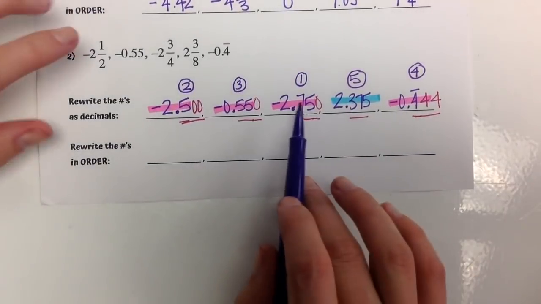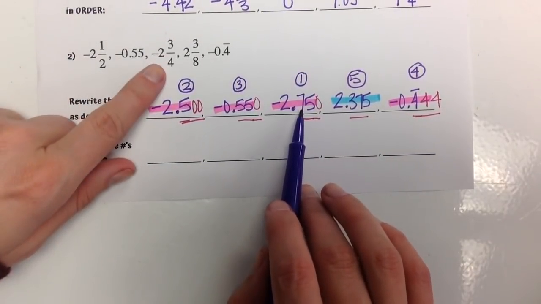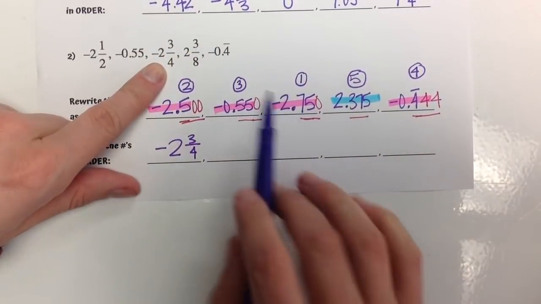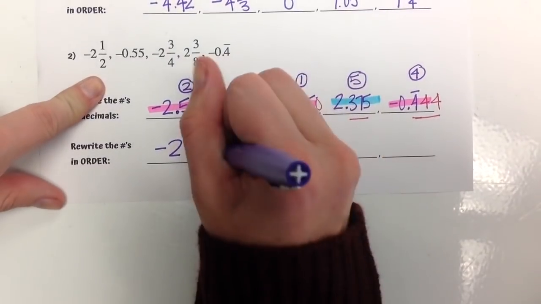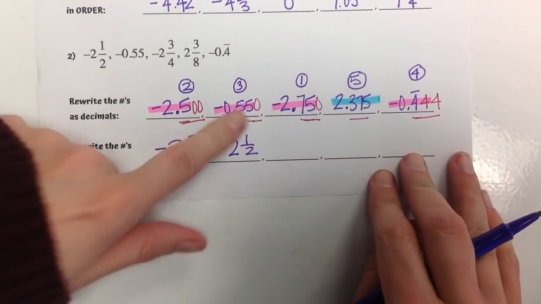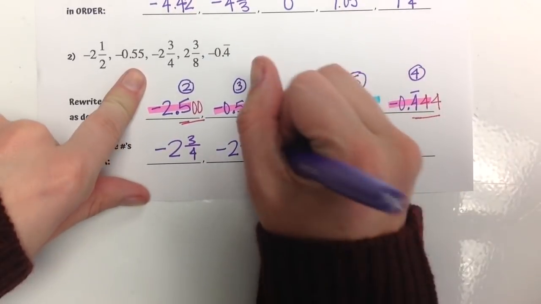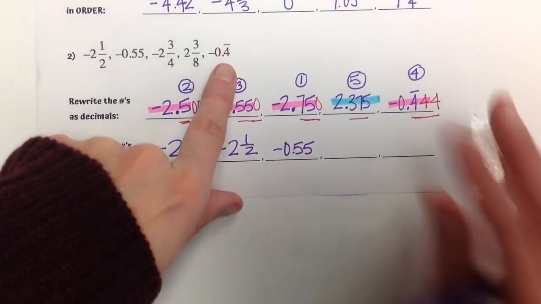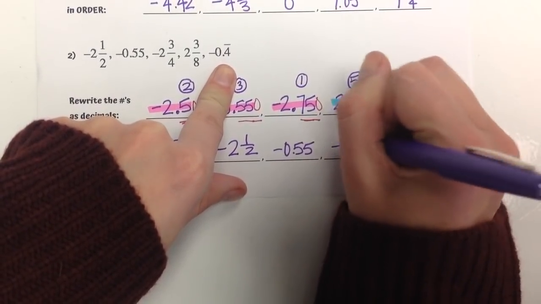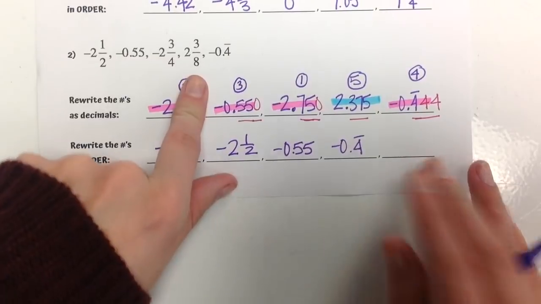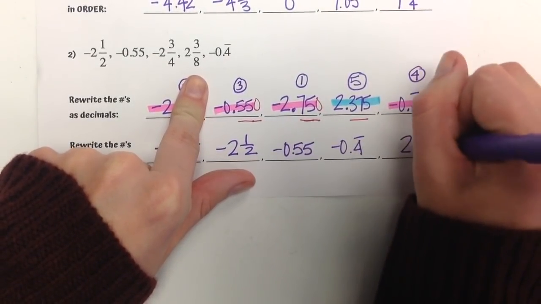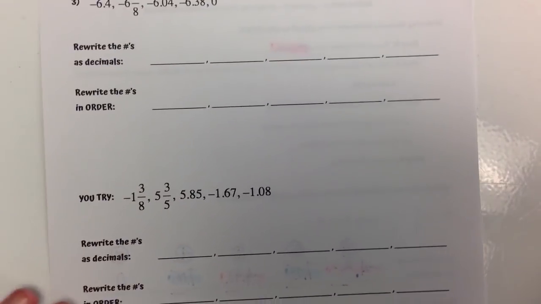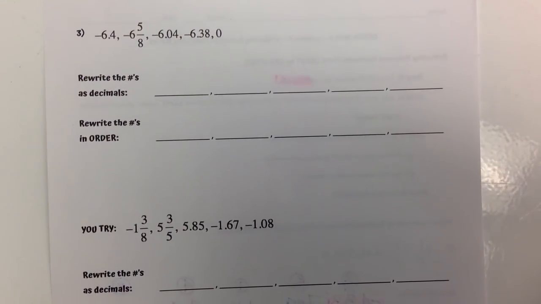So now we're going to go back and rewrite that in original form. So our first number was -2.75, which was -2 3/4. Our second number was -2.5, or -2.5 originally. Our third number was just -0 55/100 originally. Our fourth number was -0.4 repeating originally, and our last number was our +2 3/8 originally. Alright, one more and then we're going to have you try one on your own.